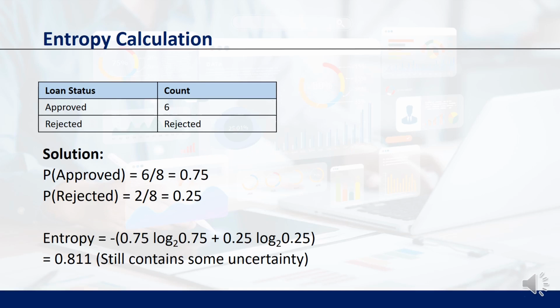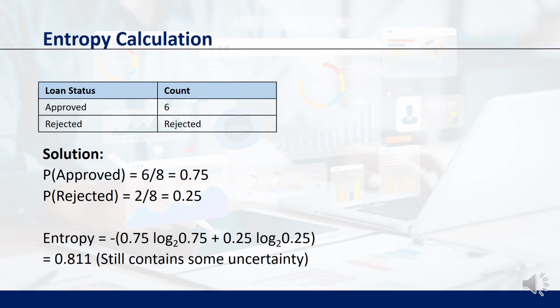Let us now calculate entropy using a simple example. Suppose we have 8 loan applications. 6 are approved and 2 are rejected. Therefore, the probability of approval is 6 divided by 8, which is 0.75. The probability of rejection is 2 divided by 8, which is 0.25. Now we substitute these values into the entropy formula.